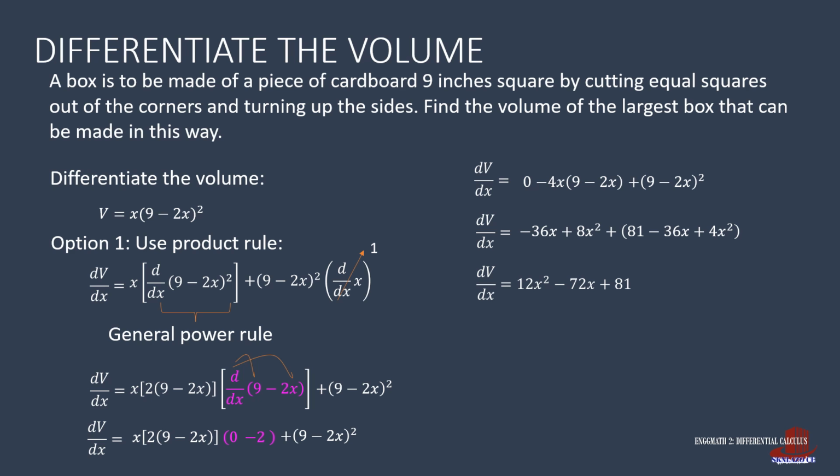To maximize the volume, we take dV over dx as 0, making 12x squared minus 72x plus 81 as 0, and then use quadratic formula to identify x, which comes out as 4.5 and 1.5.